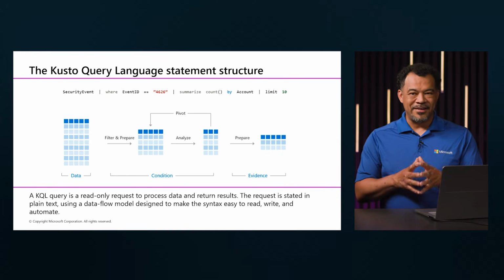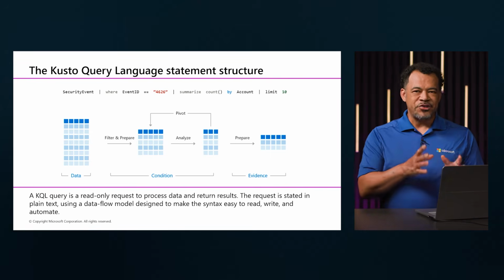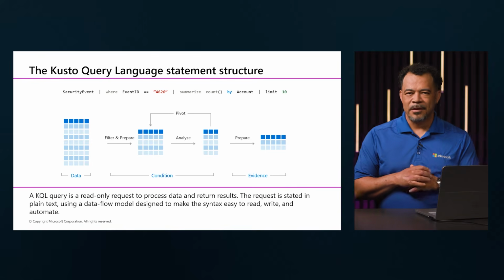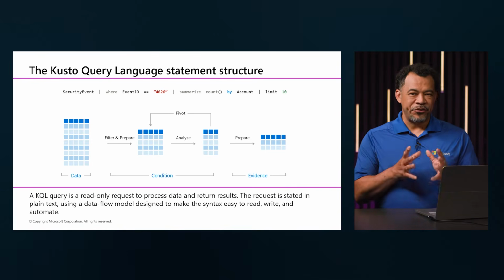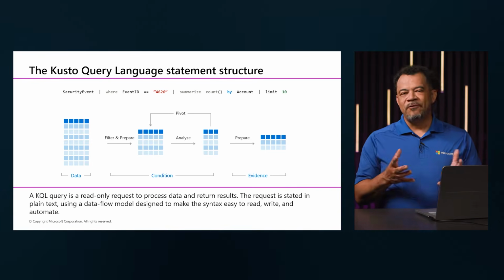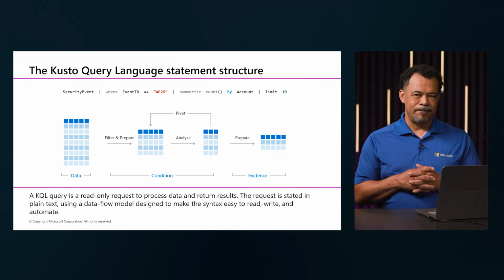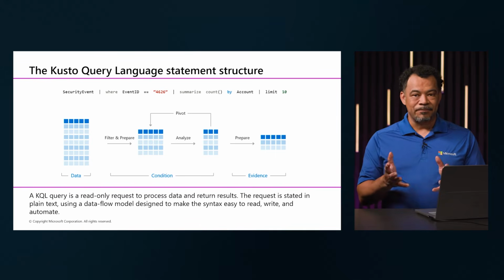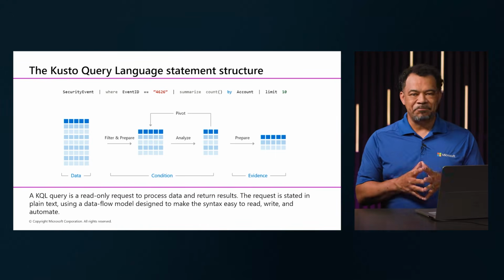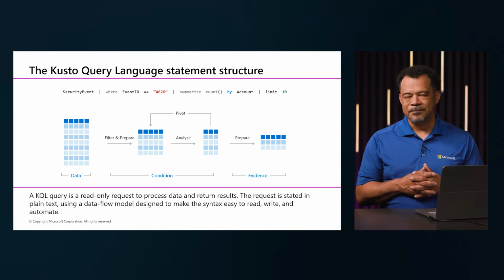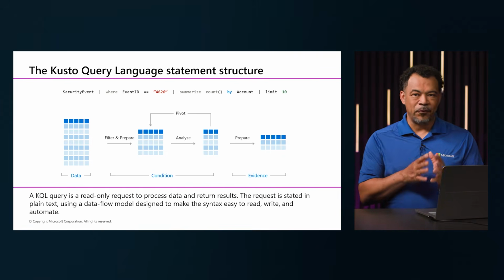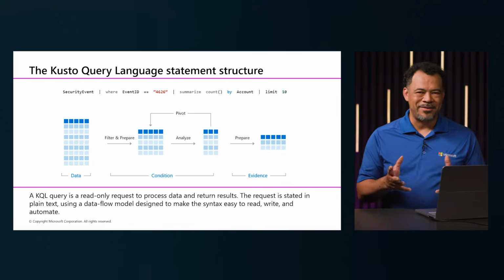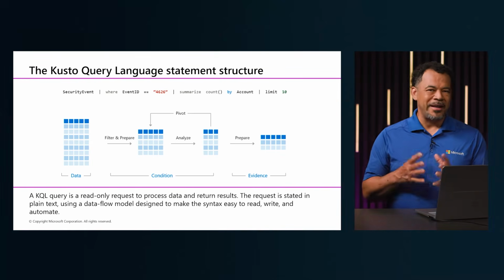In this image, the structure of KQL is defined. It emphasizes its data flow model, where each operator processes and passes data to the next stage. The example query filters the security event logs for event ID 4626. It then summarizes the count of the events by account and limits the output to the top 10 results. KQL is optimized for log and telemetry analysis, making it ideal for scenarios like threat detection, performance monitoring, and incident investigation.